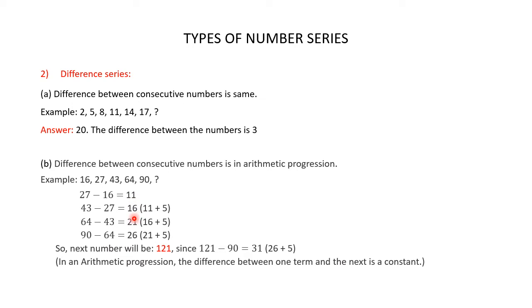Here it is 5. So the next difference will be 26 plus 5, which is 31. So when you add 31 to 90, you will get 121. So the next number will be 121, since 121 minus 90 is 31.